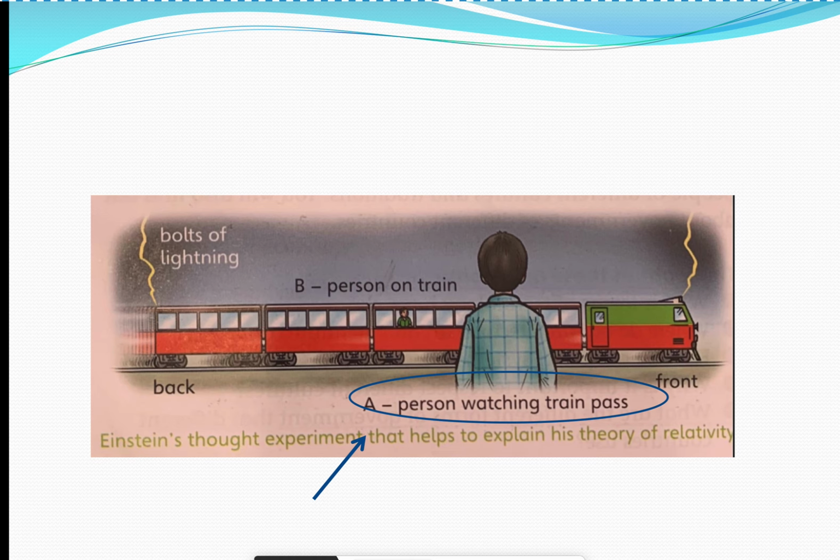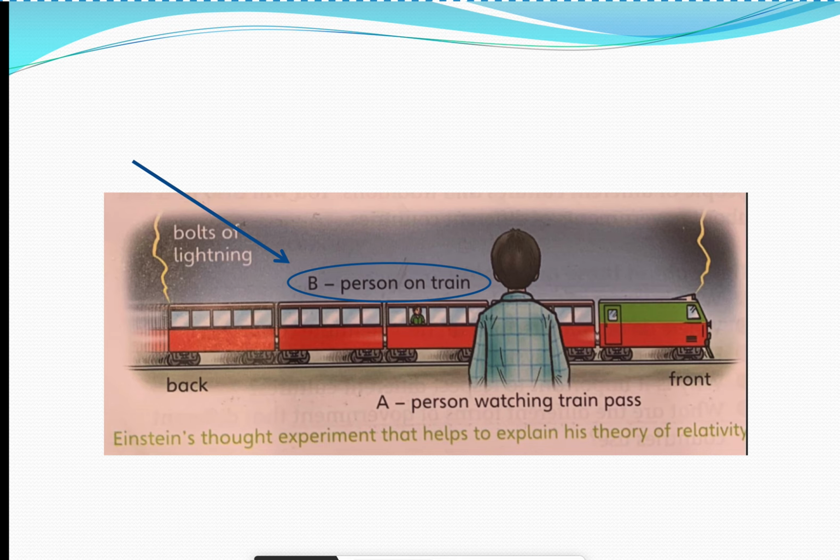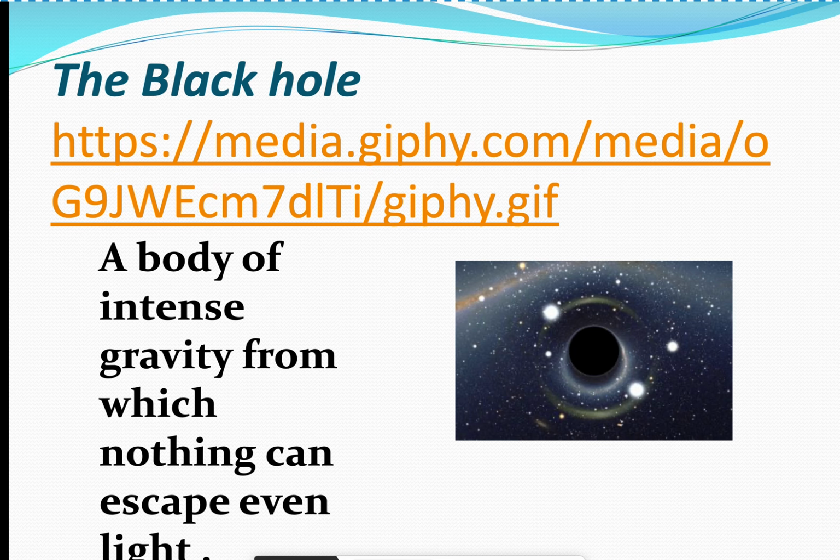Imagine, you know black hole? A black hole forms when a star dies. When a star dies, it all gets sucked together to create a place in space called a black hole.